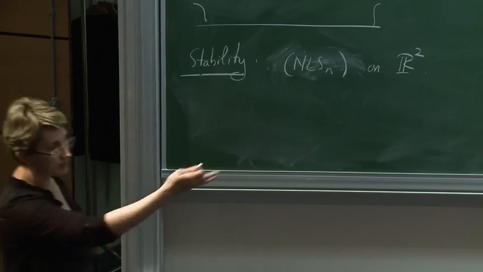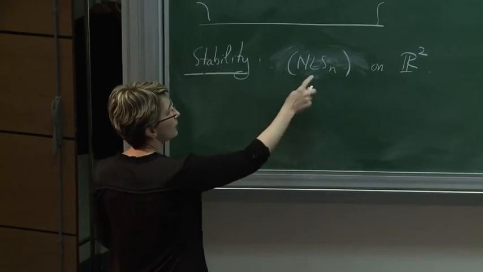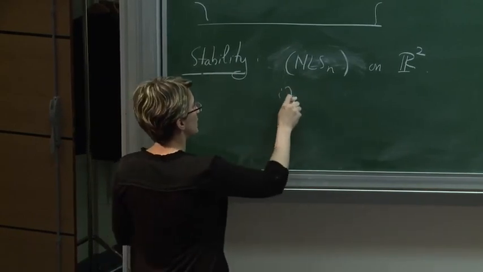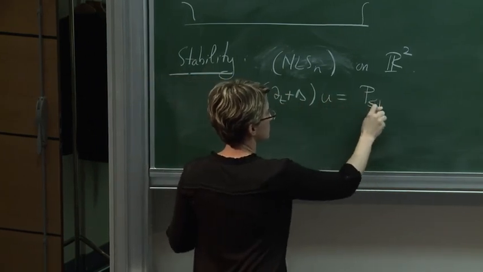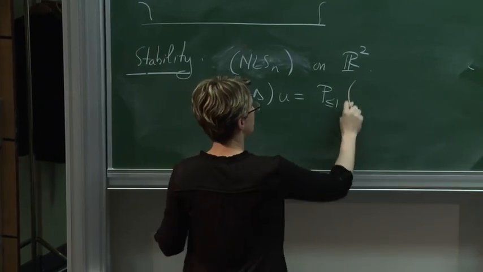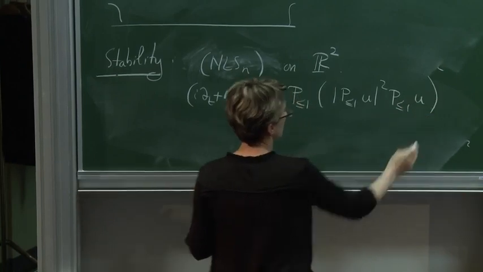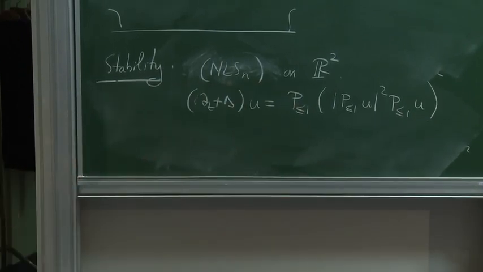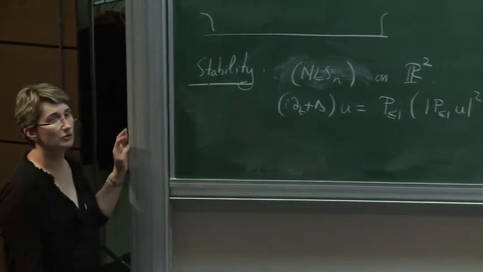Now, because this equation has a scaling symmetry, you can use that scaling symmetry, and you will see that stability for NLS_N on R^2 is equivalent to uniform space-time bounds for the following equation. I can replace all the N by 1. Of course, in doing so, there is a vestige of the scaling that I just used, and that is that now I have to find uniform space-time bounds globally in time. Can we find uniform space-time bounds for this equation globally in time?